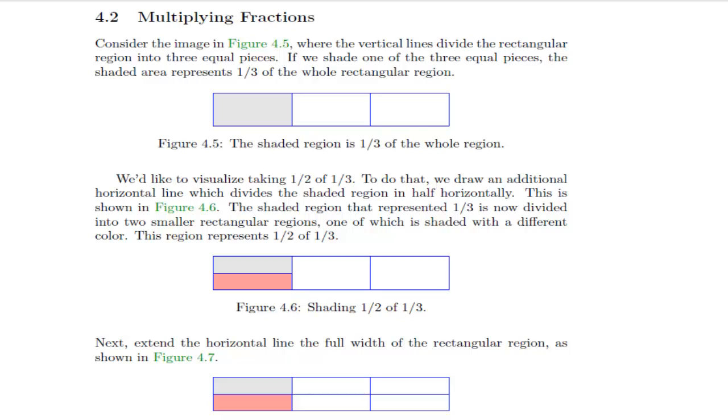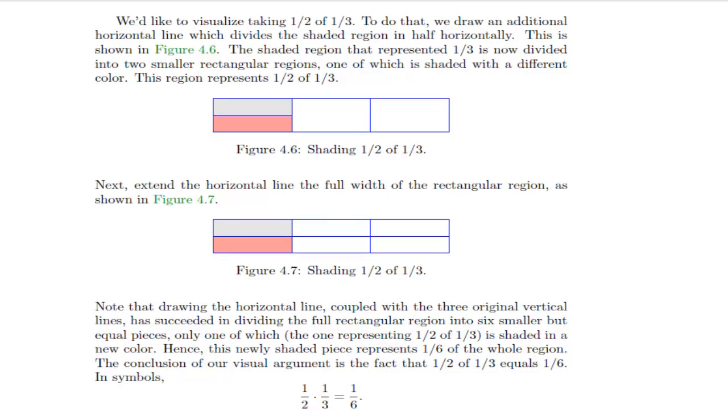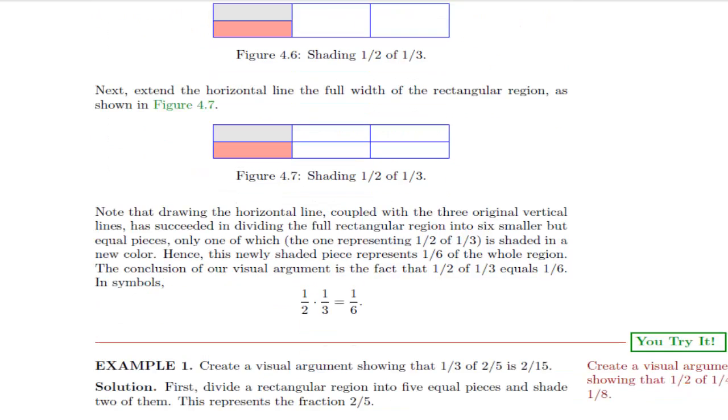The shaded region that represents 1/3 is now divided into two smaller rectangular regions, one of which is shaded with a different color. This region represents 1/2 of 1/3. Next, extend the horizontal line the full width of the rectangular region as shown in figure 4.7. Note that drawing the horizontal line coupled with the three original vertical lines has succeeded in dividing the full rectangular region into 6 smaller but equal pieces, only one of which, the one representing half of 1/3, is shaded in a new color. Hence, this newly shaded piece represents 1/6 of the whole region. The conclusion of our visual argument is the fact that 1/2 of 1/3 equals 1/6.